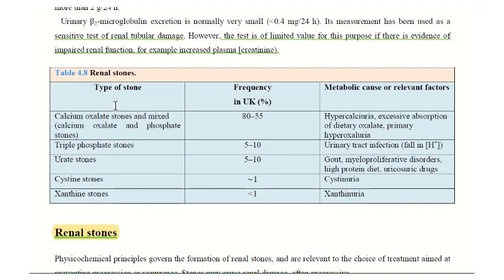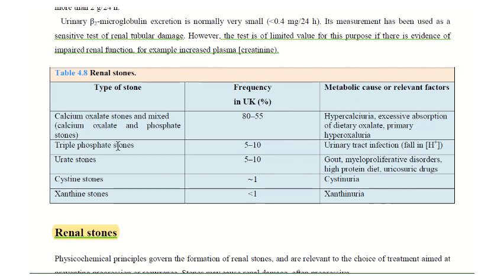في هذا الجدول، أكو type of stone في هذا العمود، وهنا frequency in UK في المملكة المتحدة percent، وهنا metabolic cause or relevant factors. فمثلا النوع الأول calcium oxalate stones and mixed calcium oxalate and phosphate stones. هنا metabolic cause or relevant factors: hypercalciuria, excessive absorption of dietary oxalate, وprimary hyperoxaluria.